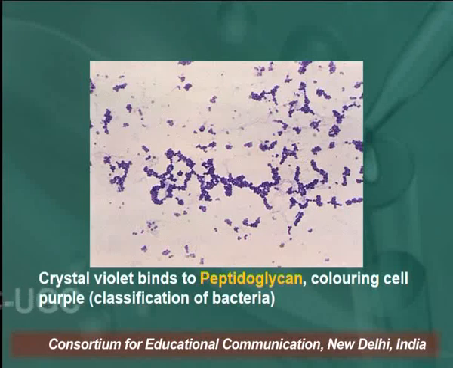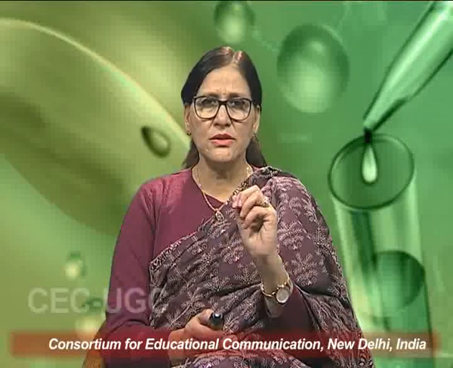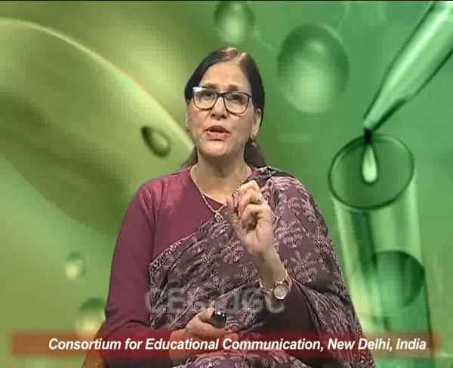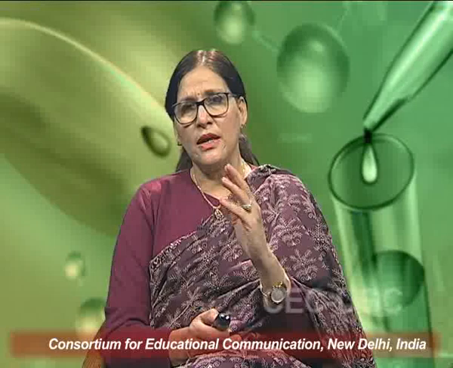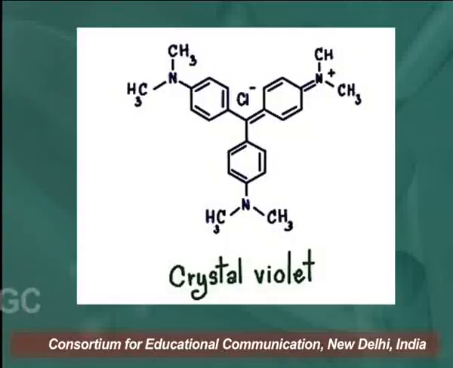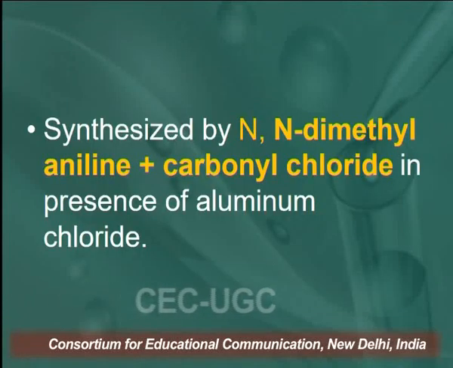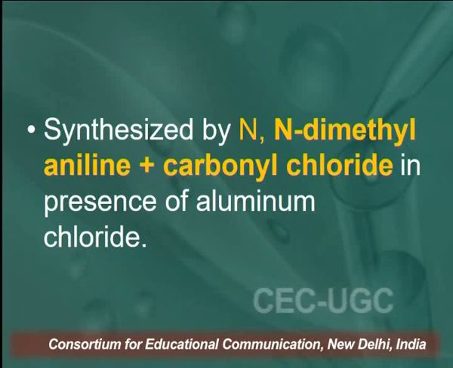Crystal violet binds to some amines, some proteins, and it gives color to the cell. It gives a purple color to the cell, and on the basis of that we can classify which bacteria is which, as it binds to the proteins. So this is the crystal violet. It is also a triphenyl methane dye having CH3 groups, and it is synthesized by N,N-dimethyl aniline plus carbonyl chloride in presence of aluminum chloride.